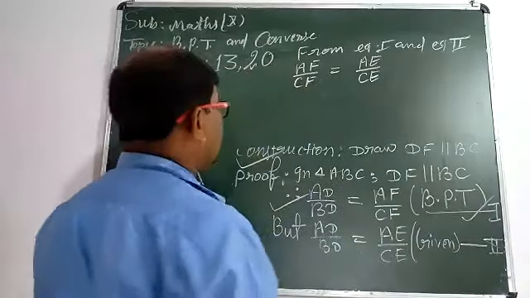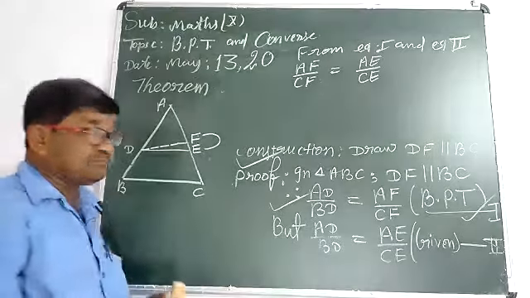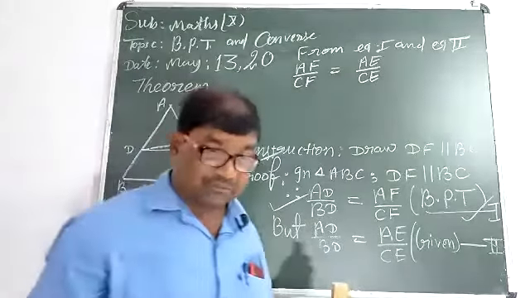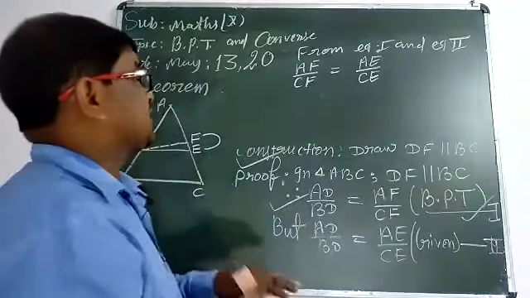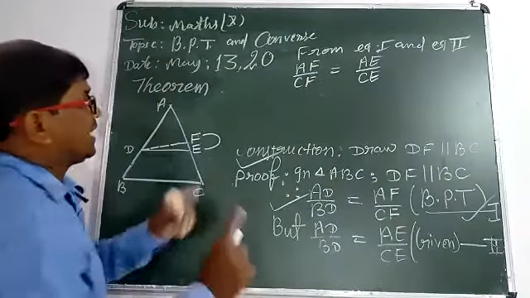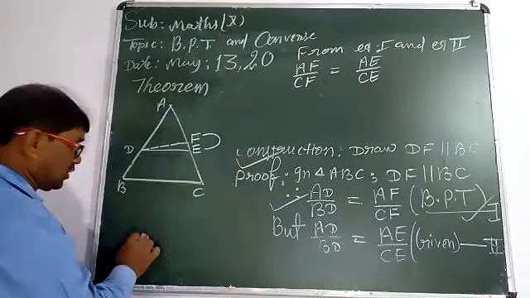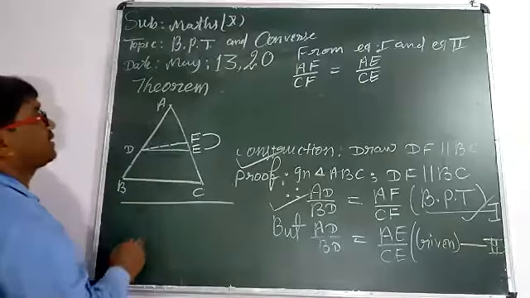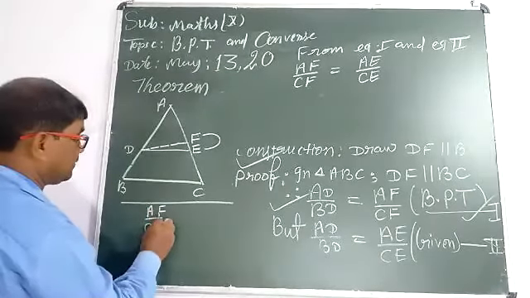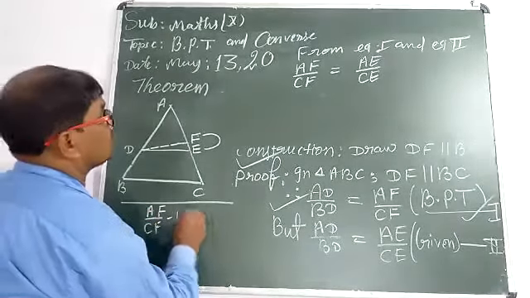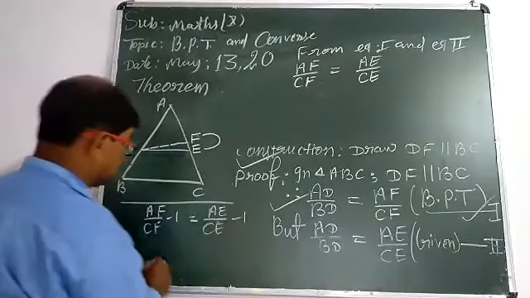How can we check? We should think about adding something or subtracting something. First, we try to subtract 1 from LHS and RHS. Don't write this, I am doing rough work. AF upon CF minus 1 equal to AE upon CE minus 1.